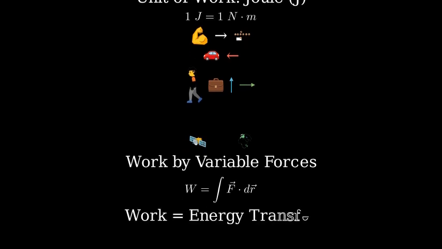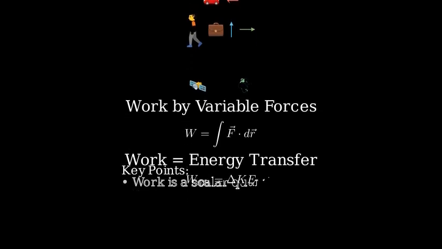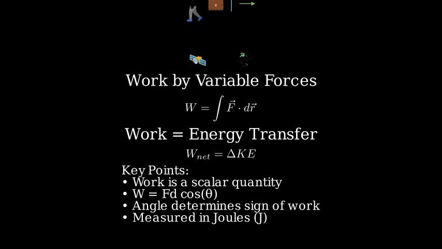Crucially, work represents a transfer of energy. When net positive work is done on an object, its kinetic energy increases. When net negative work is done, its kinetic energy decreases. This is known as the work-energy theorem. So, remember, work in physics is force acting over a distance. It's a scalar quantity measured in joules, and the angle between force and displacement determines if the work is positive, negative, or zero.